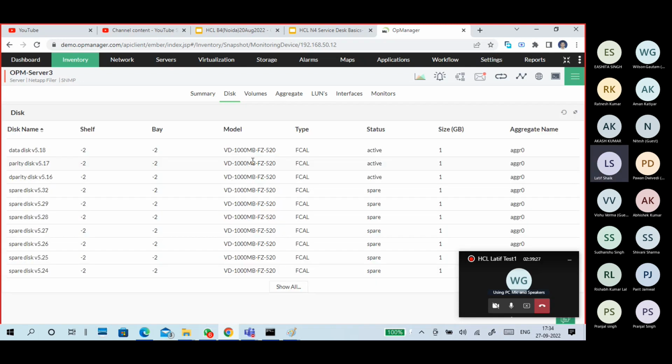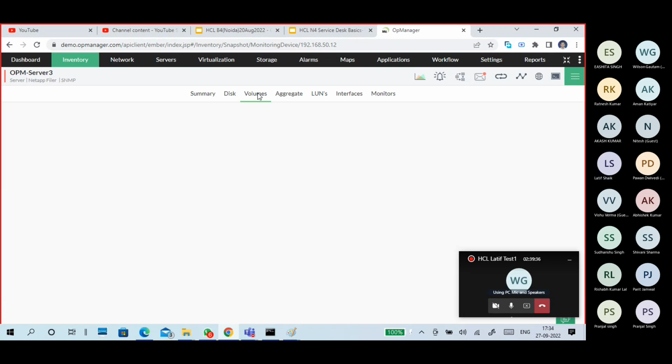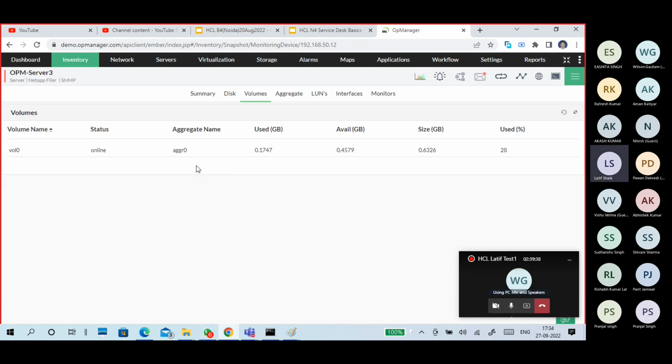Any disk are there? Yes, there are disks, but LUNs are not created. The LUN information is not there. Disk means the connected disk is there. Any volumes created out of the disk? There is one single volume created.